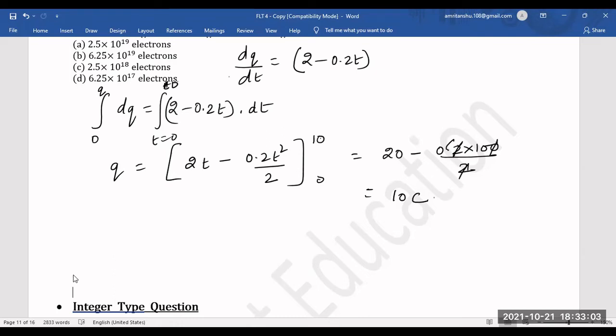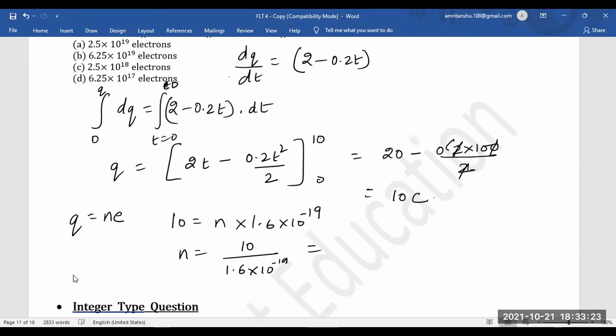So how many electrons will be there in 10 coulombs of the charge? We know Q is equal to N times E. So Q here is 10, N we will need to find, e is 1.6 times 10 to the power minus 19. So when I solve this, this is a standard expression actually, so you can get it easily. 10 divided by 1.6 is 6.25, into 10 to the power 19. So our answer will be B.